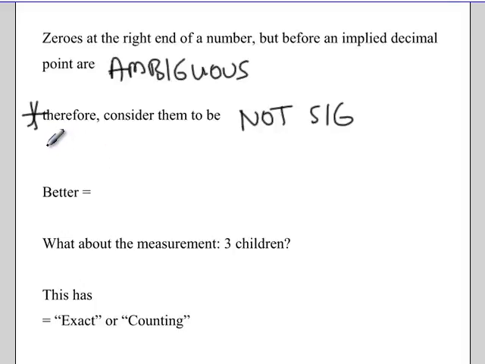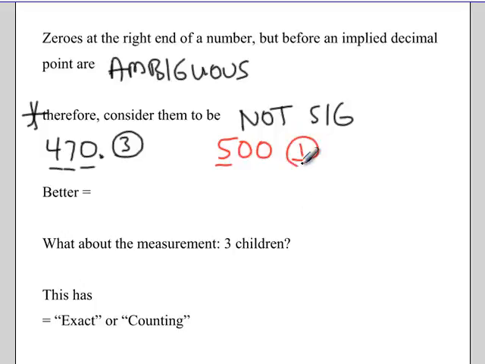So in other words, if I want this 0 to have meaning, I have to put a decimal point there. And now this trailing 0, because it's in a number that has a decimal point, gives me 3 sig figs. All 3 of those are meaningful. If I have the number 500, the implied decimal point would be right here, but because there's no decimal point written, only the 5 is significant. So that's 1 sig fig.